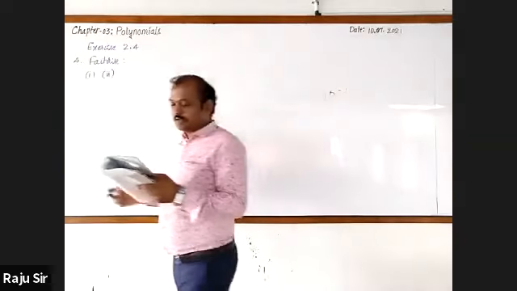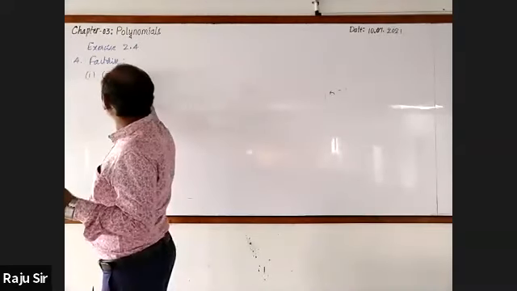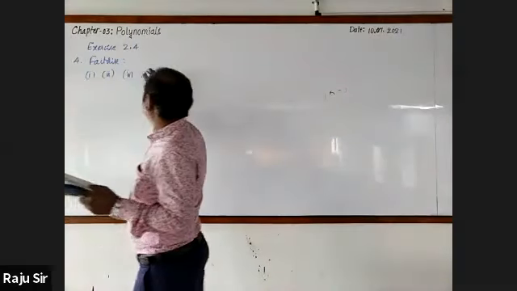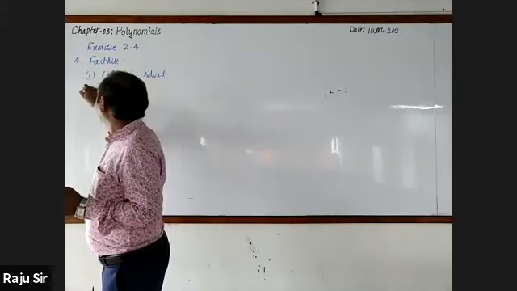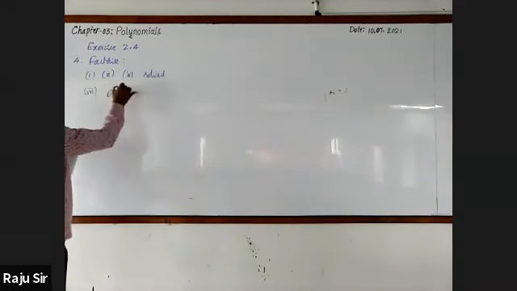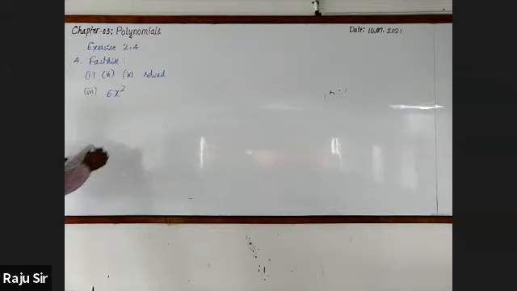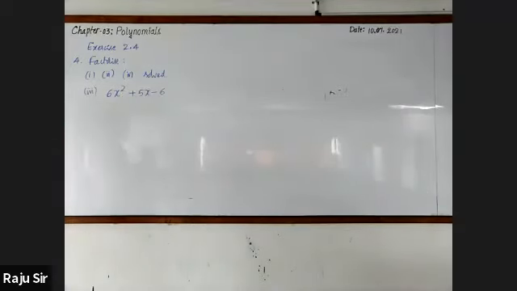First one, second one, and fourth one are all over. Right. So with that, third, now I'm going to take 6x square plus 5x minus 6.